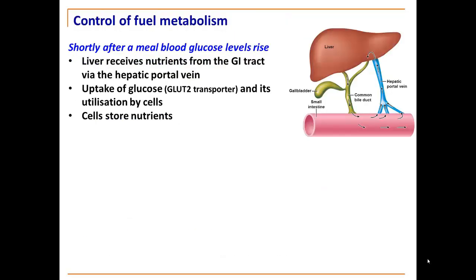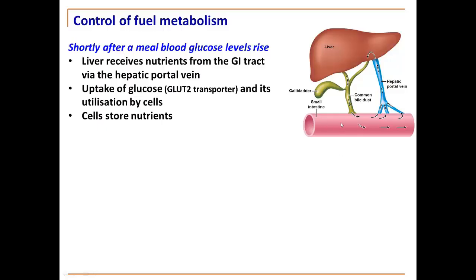So how is this whole process regulated? How are the hormones actually working? What's going on? Presuming you've just had a meal, shortly after a meal, your blood sugar levels start to rise. And where does that food come from? So here's your small intestine all around here, okay?